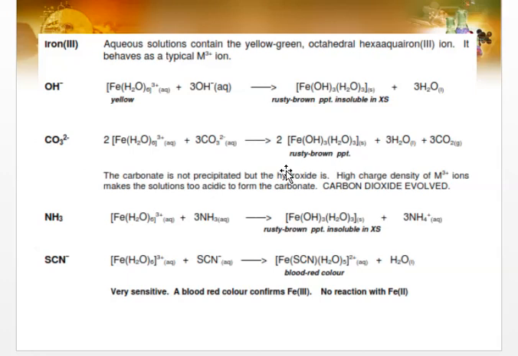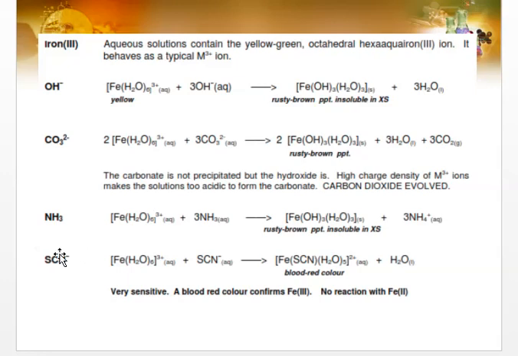In carbonates, we will prepare a rusty brown precipitate again. The carbonate is not precipitated, but the hydroxide is. The high charge density of the metal 3+ ions makes the solutions too acidic to form the carbonate. Carbon dioxide evolved.